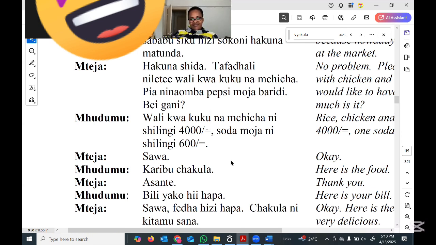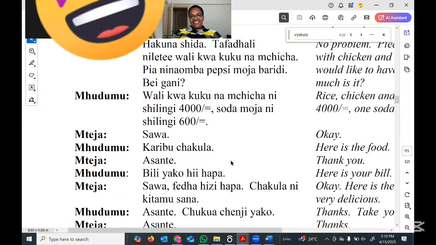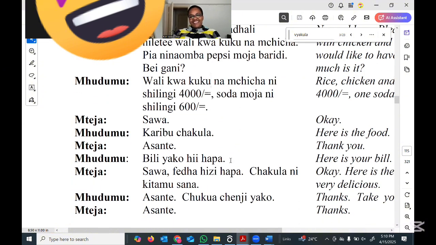Okay. Here is the food. So that's quick. Thank you. Here is your bill. Perfect. Bill is bill. I am yet to find out if we have a Swahili word for bill. Lakini we use bill a lot.